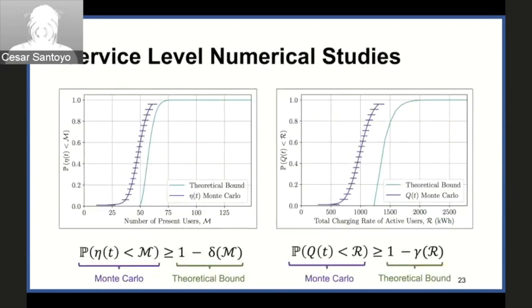So in practice, what does this mean numerically? We ran a Monte Carlo and compared it to the theoretical bounds. The Monte Carlo was used to obtain this probability of A_T being less than some value M, which is in purple here with these two sigma error bars, and the theoretical bound is here, where we see numerically that the probability on the number of present users is lower bounded by the theoretical bound. Same thing here for the total active charge rate at the charging facility.